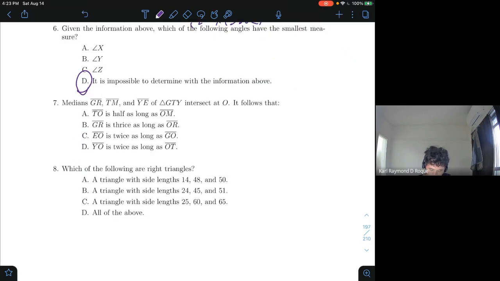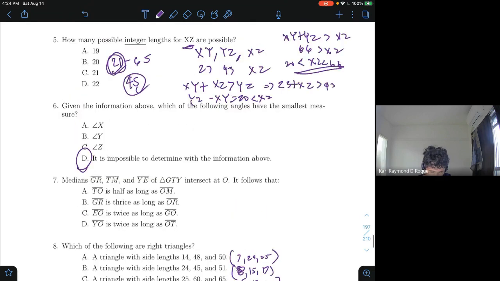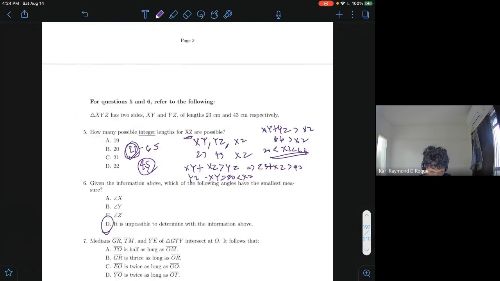Which are right triangles? 7, 24, 25, 8, 15, 17, primitive Pythagorean triple, 5, 12, 13. All of the above are right triangles kasi lahat sila a squared plus b squared equals c squared.